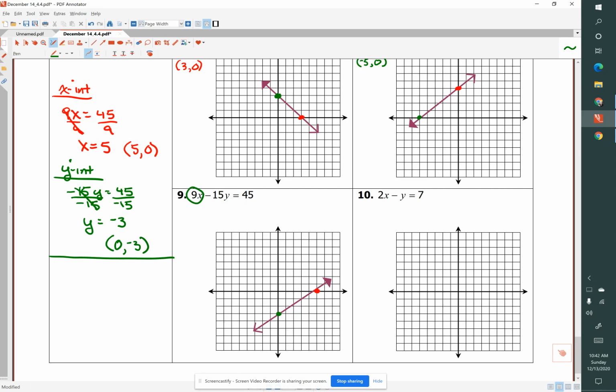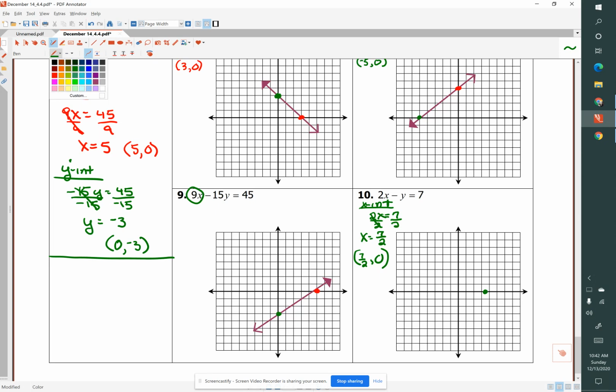Okay, number 10. So the x-intercept, we set y to 0, so we end up with, let's label our work. We end up with 2x equals 7. We divide both sides by 2, and x equals 7 over 2. So the point we're going to plot is 7 over 2, comma 0. So 7 over 2, that's 3.5. So we're going to go right about here.